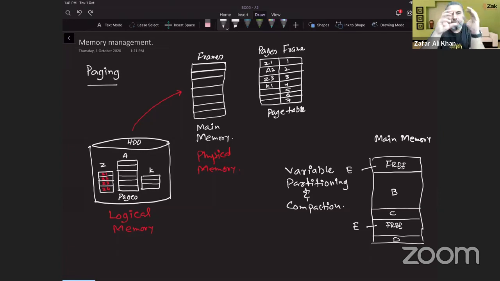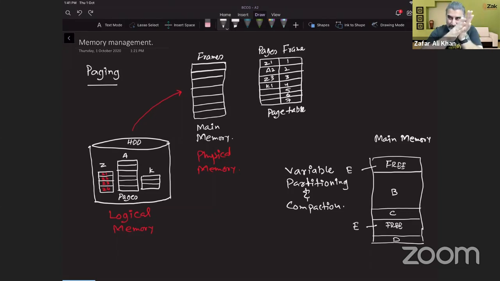All right. So variable partitioning means every program is of a different size and is given as much size as required. And compaction means moving the programs in the memory, and those two things were really hard to manage, especially because of the compaction. Now, related to this, get back to the paging memory.